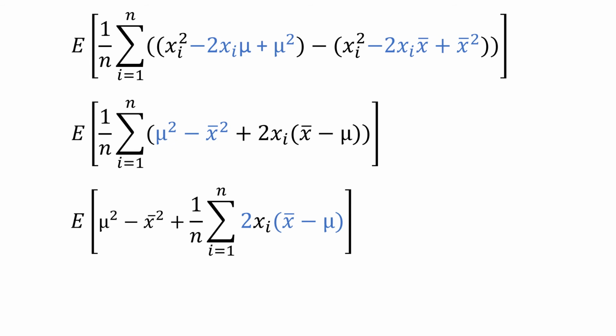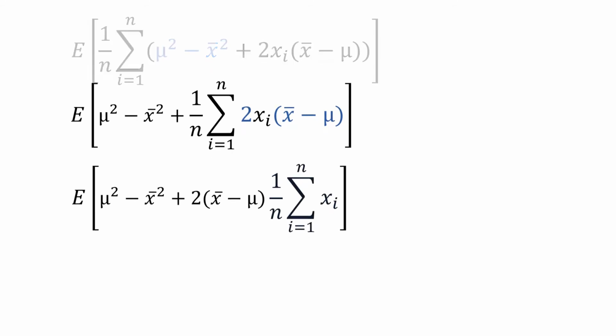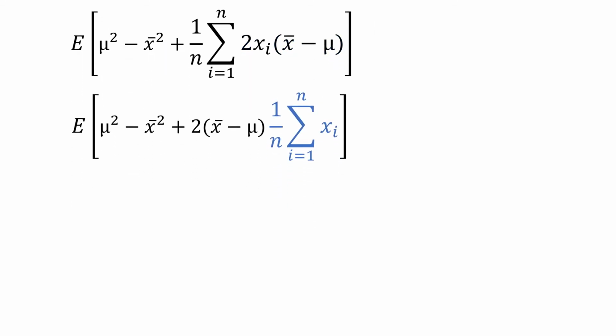Now we can also remove 2 times x bar minus mu from the sum so that only xi remains within it. Now that's cool. The last part is just the sample mean x bar. You add all values and then divide by n. So let's put that in instead.